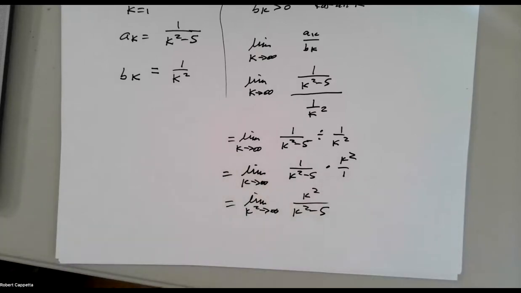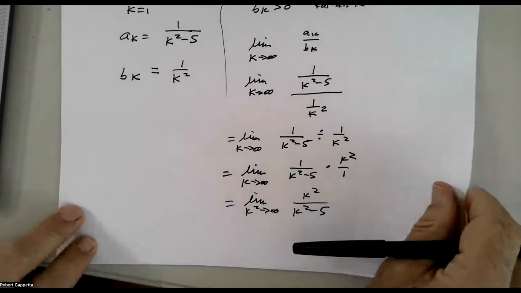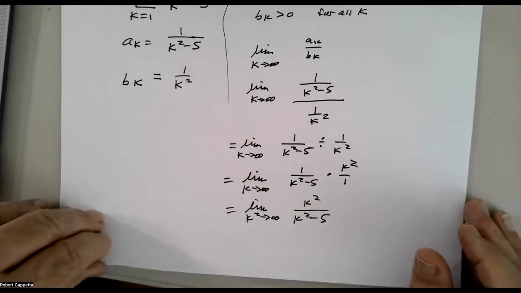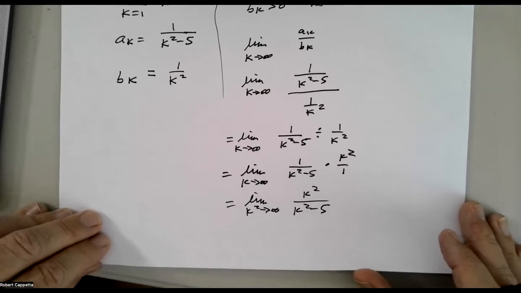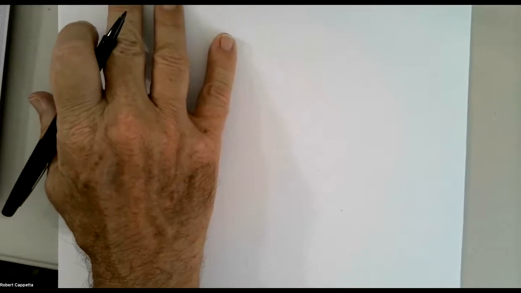Now, how do we do this? Back in Calculus 1, our strategy was to divide top and bottom by k squared. In Calculus 2, we could change them to x's and use L'Hopital's rule if we want. Let me go ahead and do that Calculus 1 strategy first.